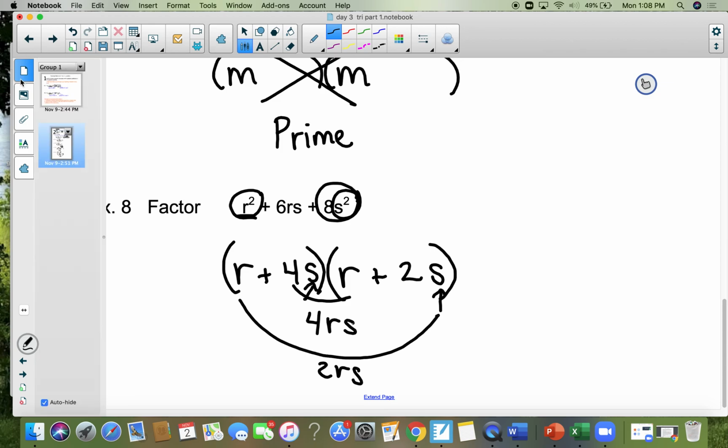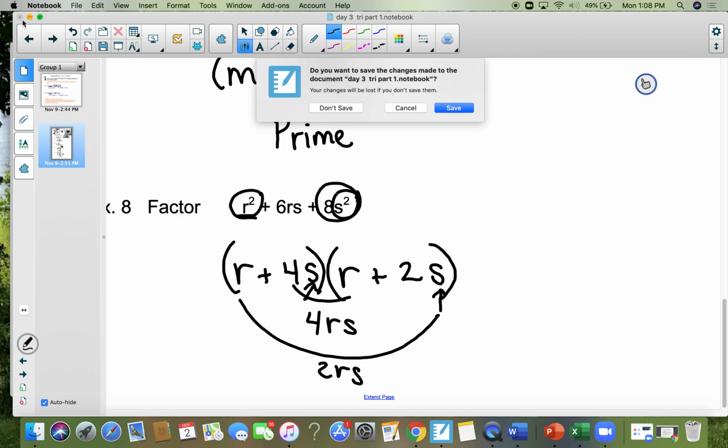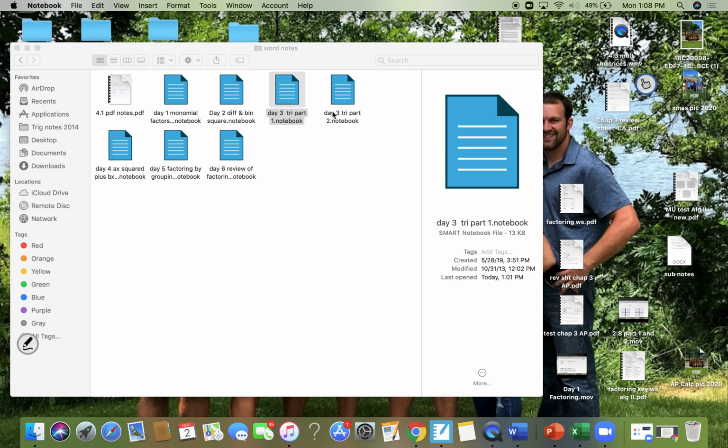Okay, the next part is day 2, but this is on the same worksheet.